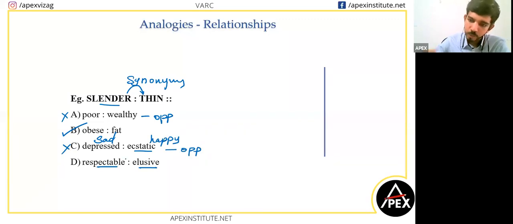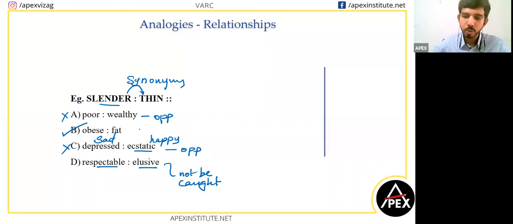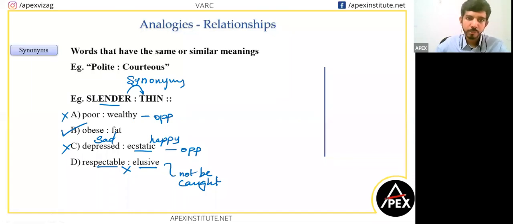And respectable is to have respect, to have honor, dignity in the society. And elusive is to not be caught. So if a thief stole something and he ran away, the thief was elusive. The police could not catch him. So these are unrelated to each other. So your option is B, obese and fat.